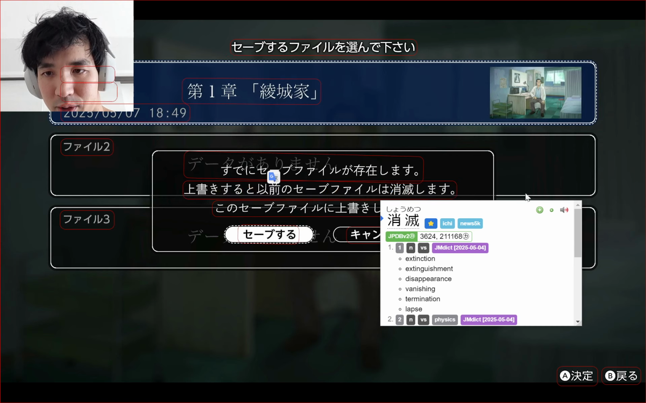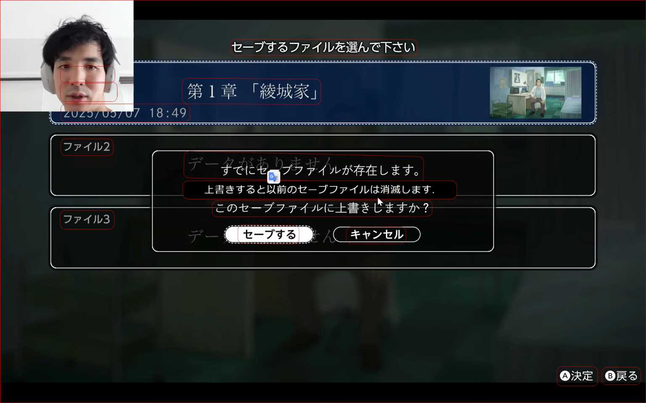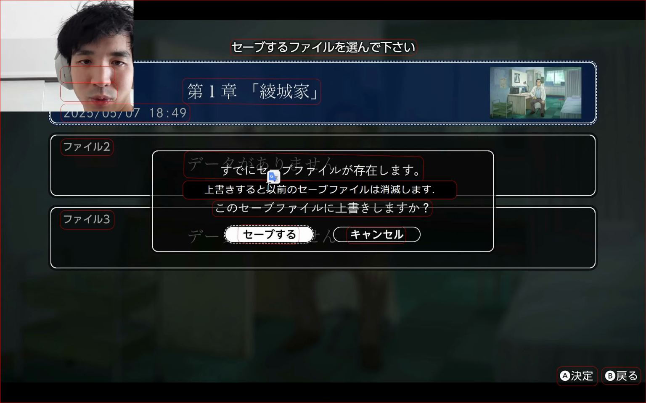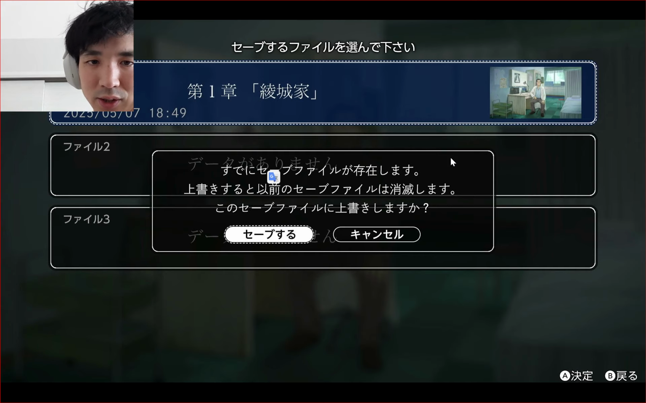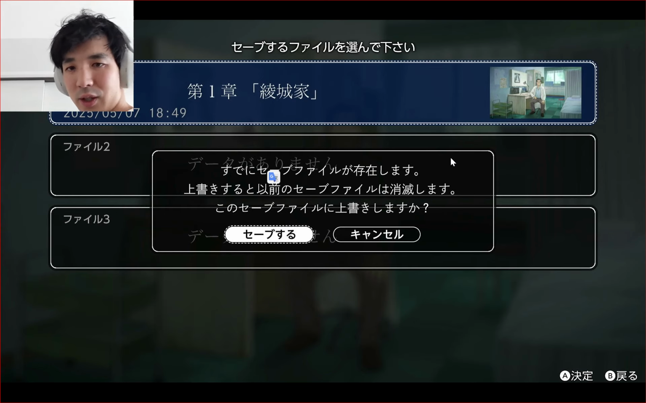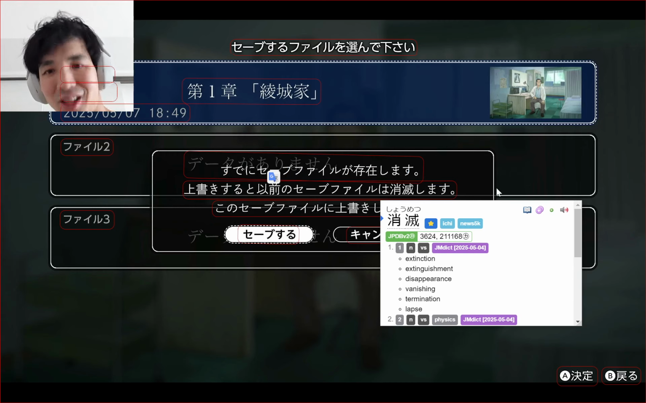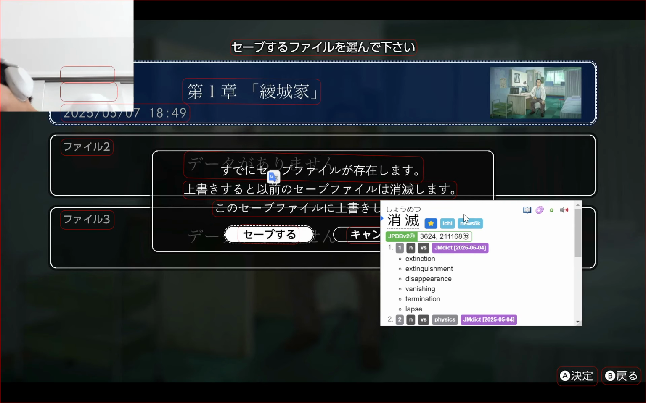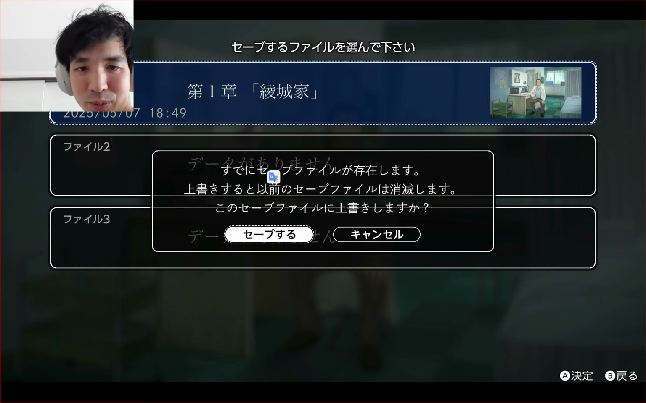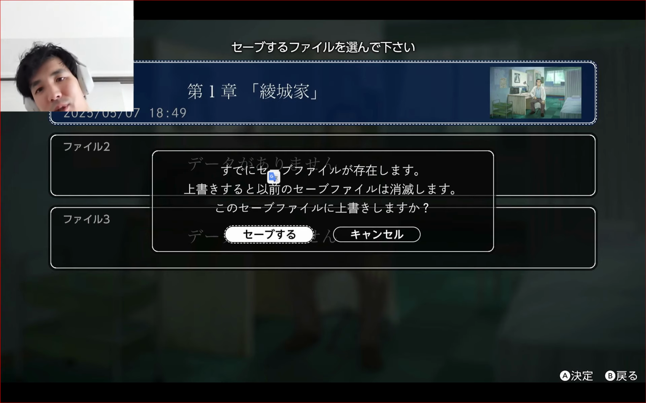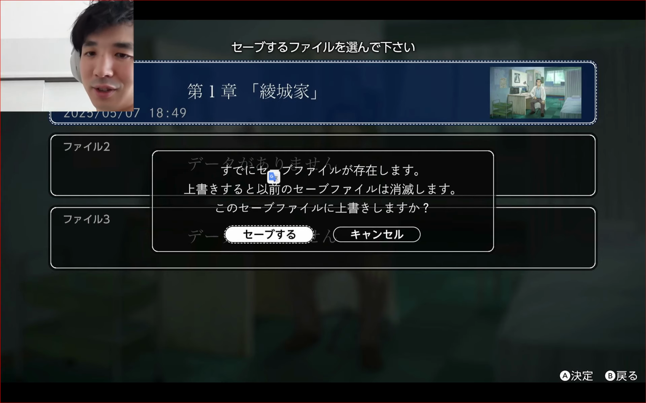Shometsu shimasu. The "to" here means "when." So when you overwrite it, uwagaki suru to, izen no seibu fairu wa, the previous save file wa, oh, I forgot already. Shometsu shimasu. Kono save file ni uwagaki shimasu ka? Yeah, because at the end.